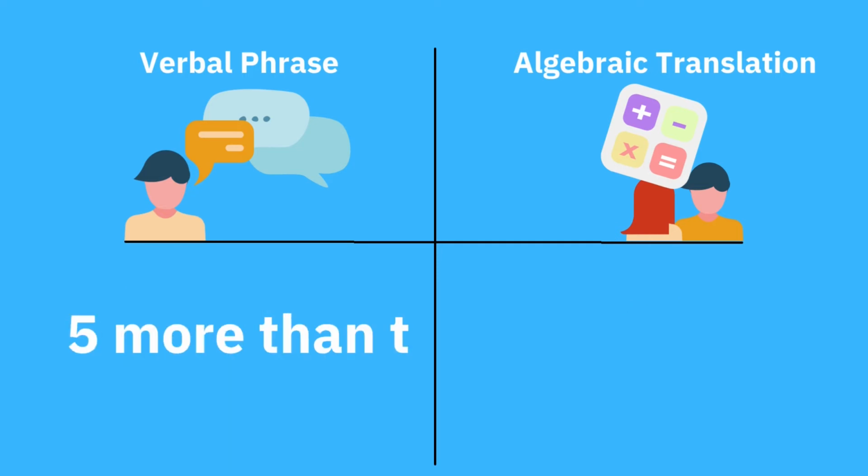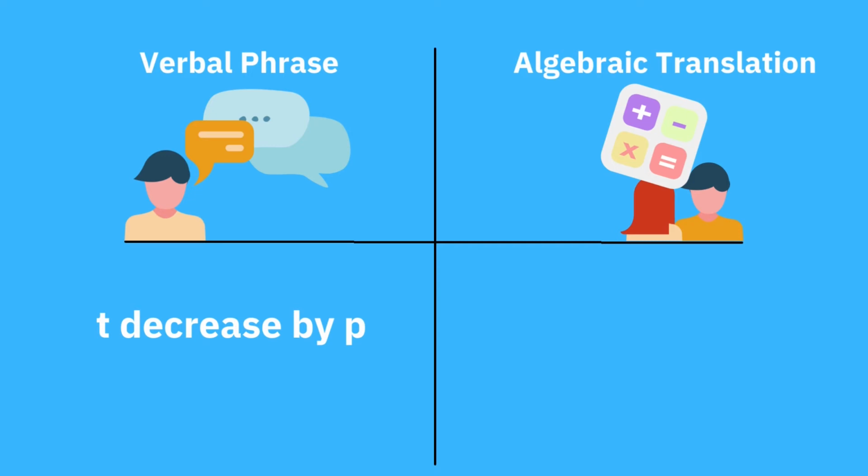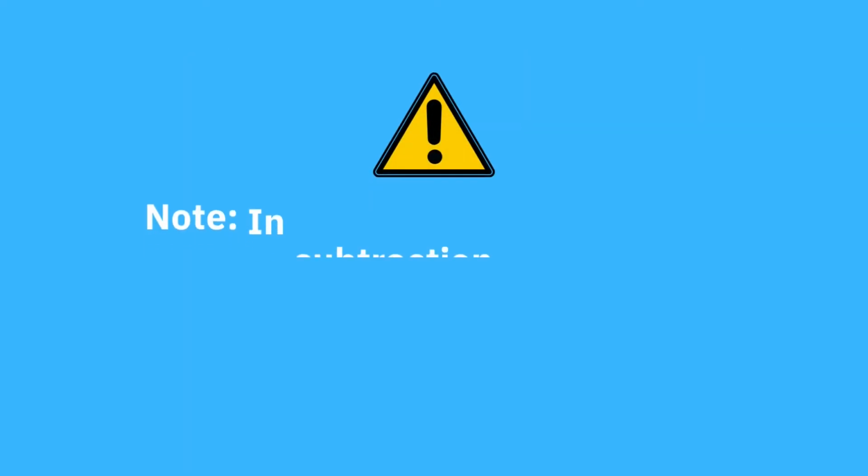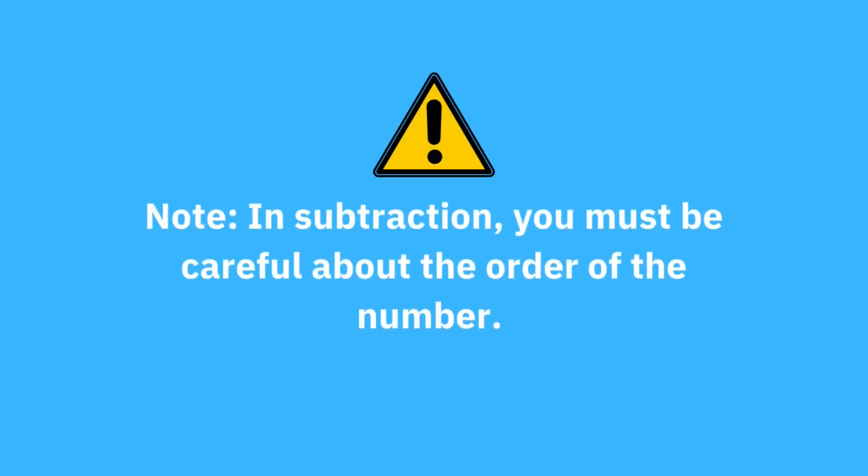Another one is 5 more than t. The translation would be t plus 5. What if we have t decreased by p? Then we translate it to t minus p. Lastly, 9 take away d. What will happen if we translate it? And yes, that would become 9 minus d. Let us take note that in subtraction, you must be careful about the order of the numbers.